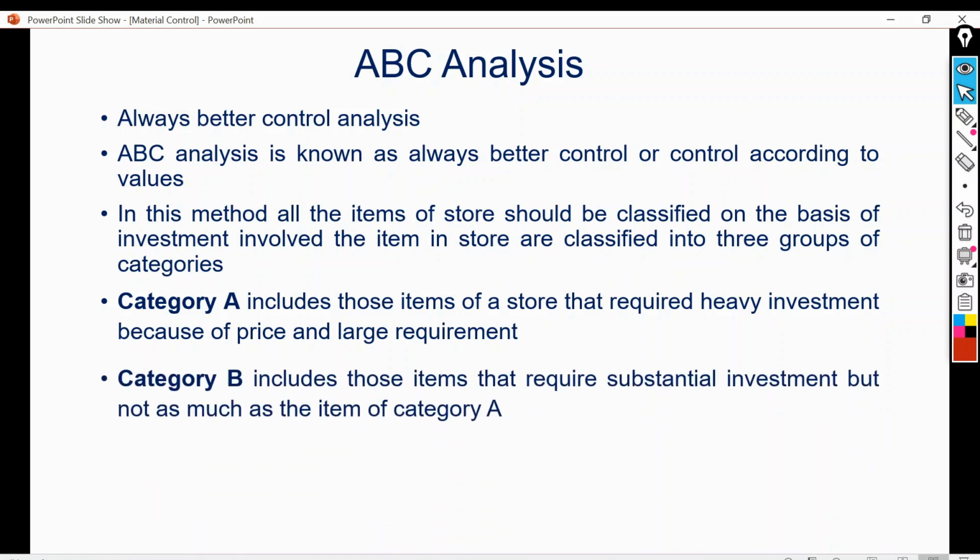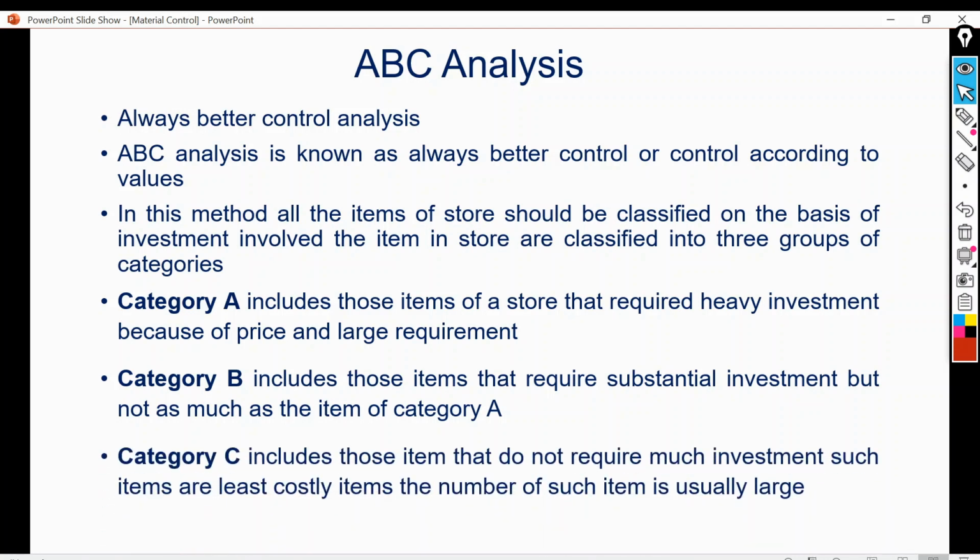Category B includes those items that require substantial investment but not as much as the items of category A. Means category B items' value is less than category A and it demands investment less than category A. And category C includes those items that do not require much investment. Such items are the least costly items. The number of such items is usually large. A, B, C are the three different categories.